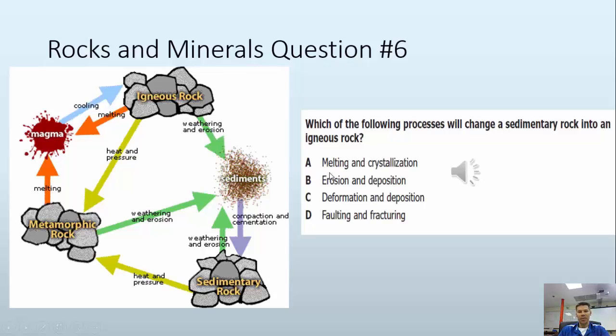So, our possibilities here: melting and crystallization, sounds alright. Erosion and deposition, no, that's how you get sedimentary rocks. Deformation and deposition, very likely another way you would be getting some sedimentary rocks. Faulting and fracturing, no. The only way that we can turn a sedimentary rock back to an igneous rock is to melt it back to lava and magma. And our answer would be A, melting and crystallization.